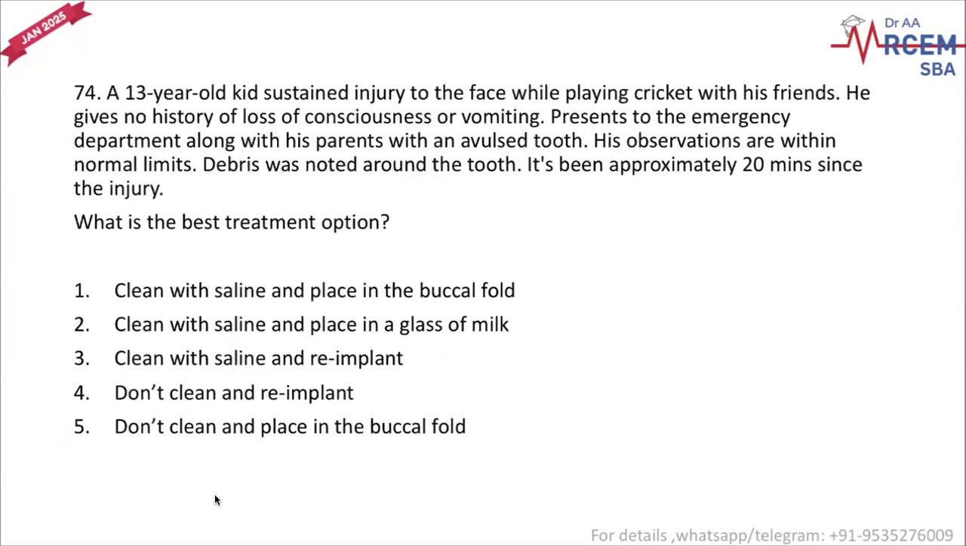A 13 year old kid sustained injury to the face while playing cricket with his friends. He had no history of loss of consciousness or vomiting, and presents to the ED along with his parents with an avulsed tooth. His observations are within normal limits. Debris was noted around the tooth. It has been approximately 20 minutes since the injury. What's the best option? Implant it. Before implantation, gently clean it, then re-implant it is the right answer.